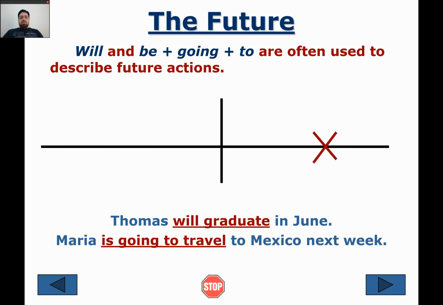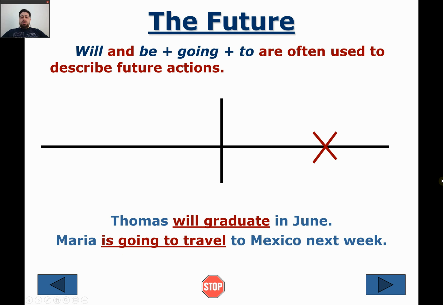All right. Let's have a look at some examples. Thomas will graduate in June. See, will graduate. And please notice here with will, we use again the base form of the verb. We don't add anything to it. All right. Will graduate, not anything else. Another sentence is this. Maria is going to travel to Mexico next week. Again, the structure is going to plus the verb.